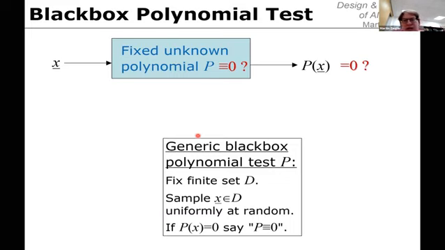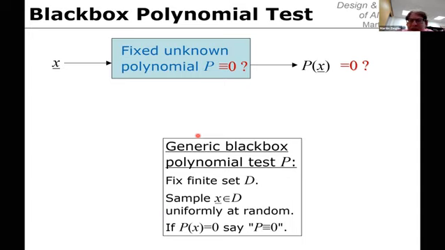You fix a finite set, you sample a value from that set uniformly at random, and you ask me what is the value of my polynomial on this sample argument. If the value I return is zero, then you say Martin's polynomial is the zero polynomial. Otherwise you say this is not the zero polynomial. As usual with most randomized algorithms, it's a simple algorithm, and it makes only one-sided errors. Namely, if the algorithm says this is not the zero polynomial, that means it is not the zero polynomial, because you have found an argument where the value of my polynomial is non-zero.